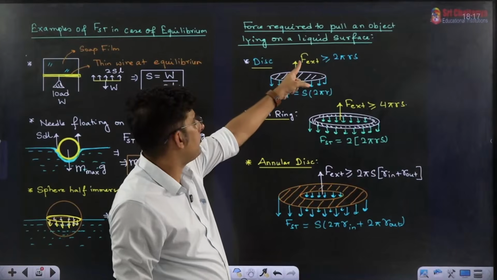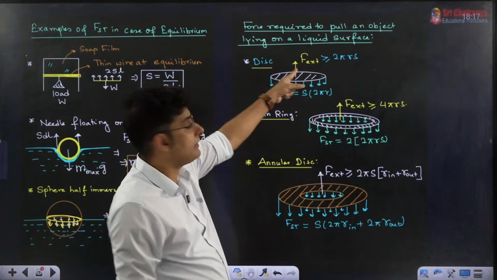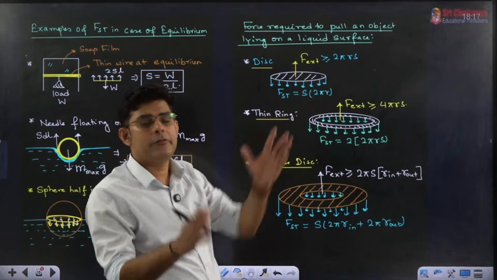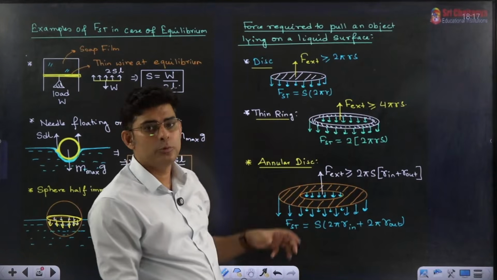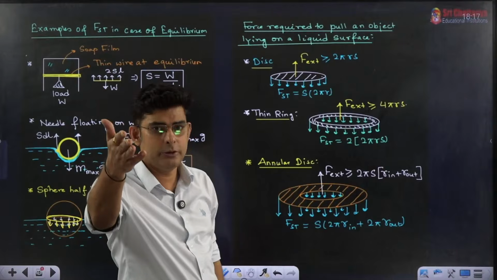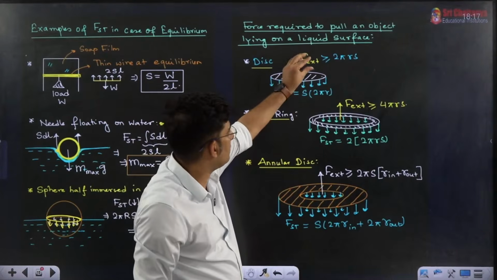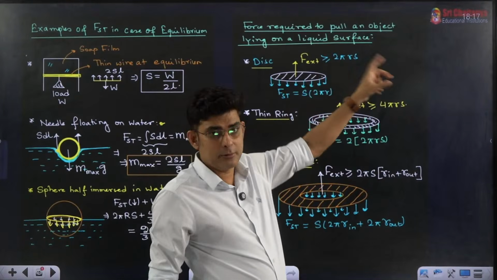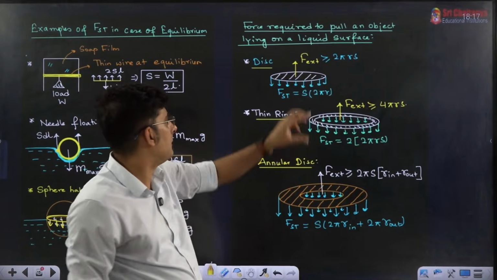So you have to apply a force in excess of weight. This force applied is in excess of weight, meaning apart from weight. Suppose the weight is 10 Newton and surface tension force is 2 Newton, so you have to apply more than 12 Newton. So I am writing this force is in excess of weight, the extra part, so it should be more than 2 pi r s. Don't include the weight part, again I am telling.